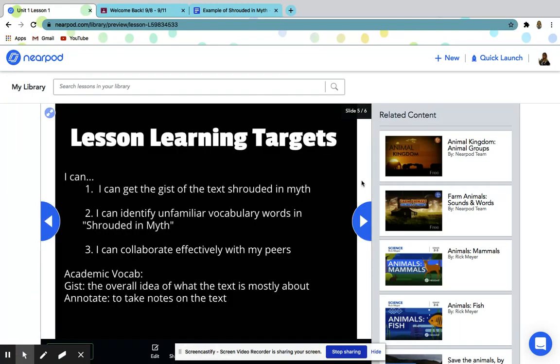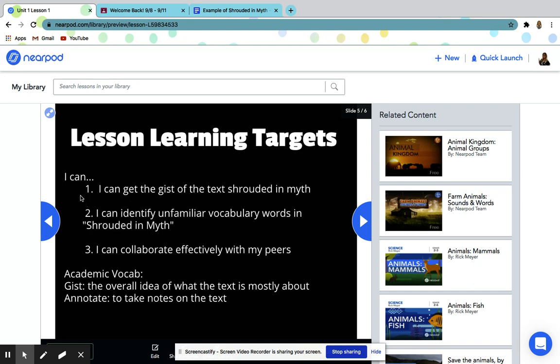The next thing that we did is we started to look at our lesson learning targets. We are going to have lesson learning targets for every single lesson that we do. And these learning targets are basically just the goals that we have for ourselves. They're the things that I am trying to teach and the new skills that we are all going to be working towards learning as we move through each lesson.